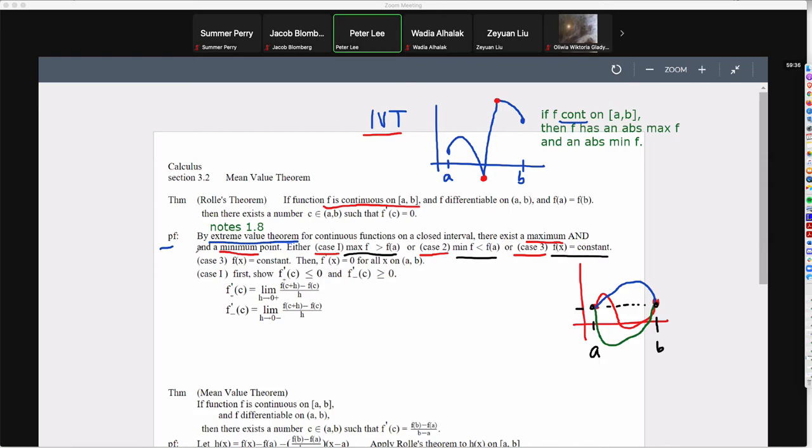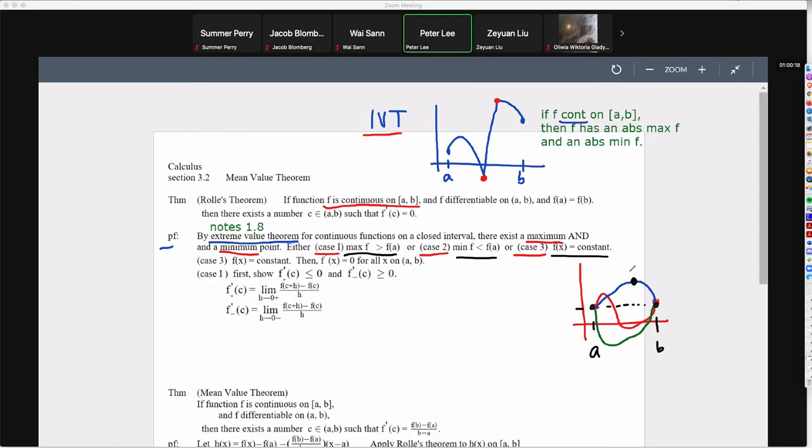Okay, so now let's look at the blue curve. Is that case 1 or case 2 or case 3? Or does it belong to multiple cases? Case 1, that's right. If you look, max f is definitely greater than f of a, so it is true under case 1. Now is it true under case 2 as well? Is this blue curve under case 2? No, not really.